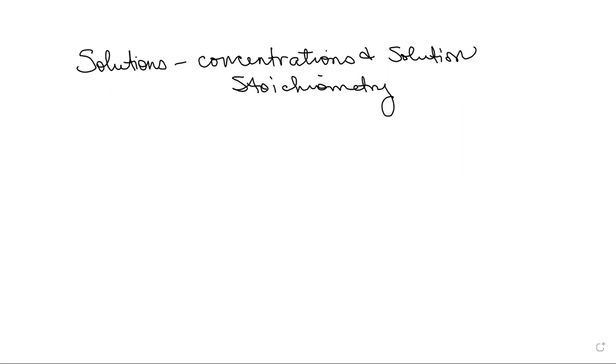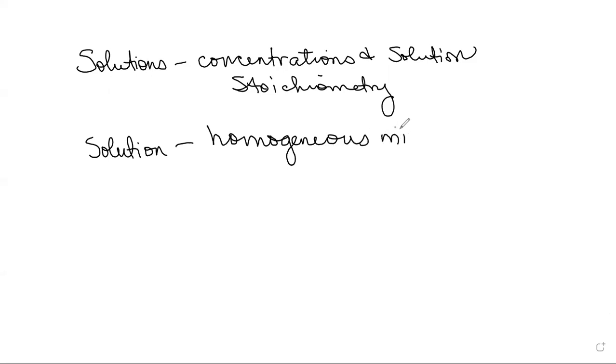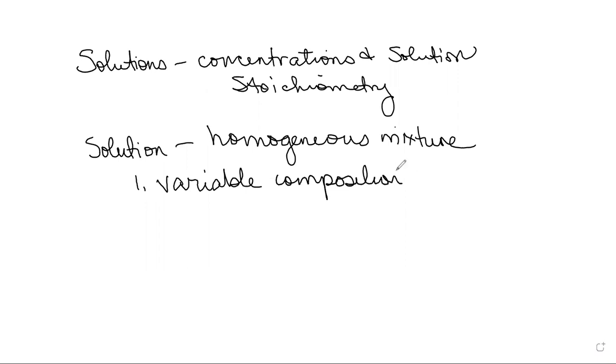So first of all, solutions, what are they? Solutions, this is another name for homogeneous mixture. Okay, so whenever we refer to a solution, we are talking about a homogeneous mixture. What are some of the requirements? So one, as you know, mixtures are variable composition. And those substances that make up your mixture, we call components.